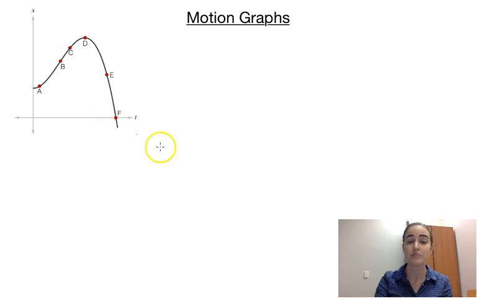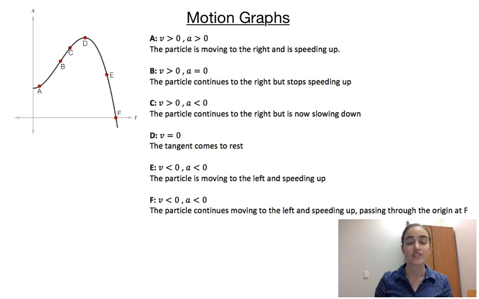And the last point here, point F, our gradient is still negative, our concavity is still negative. So it's still moving to the left and speeding up. But the important point about this is because it's come back to this line, that means that our particle is passing through the origin at that point F. So to summarize all of that, I've got each of the points here. I've got their velocity and acceleration, and then a translation of what that means and how we can describe what's happening at each point there.